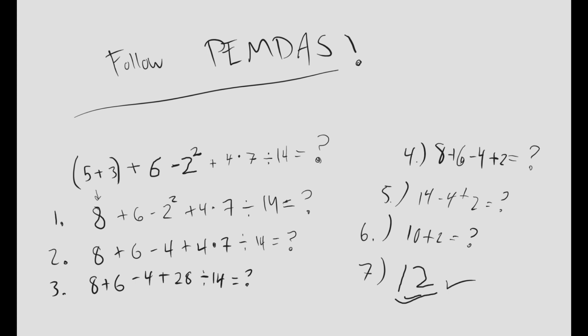We're going to have to do multiplication and division going from left to right. The first one on the left is 4 times 7, which becomes 28. Then we're going to handle division. 28 divided by 14 is 2. Then we add and subtract going from left to right. 8 plus 6 makes 14. 14 minus 4 is 10. 10 plus 2 is 12. And there you have it. The quantity 5 plus 3, plus 6 minus 2 squared plus 4 times 7 divided by 14 becomes 12.